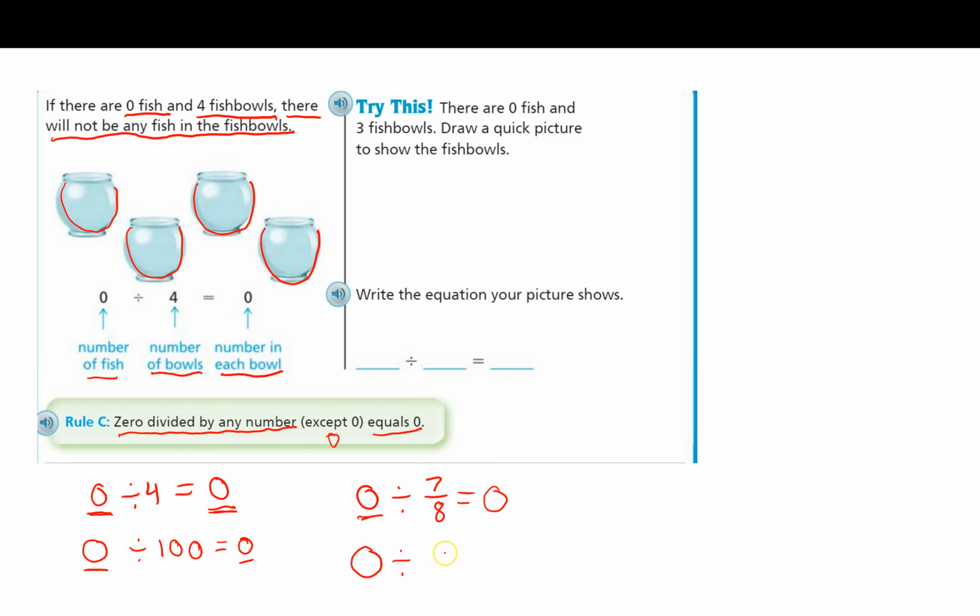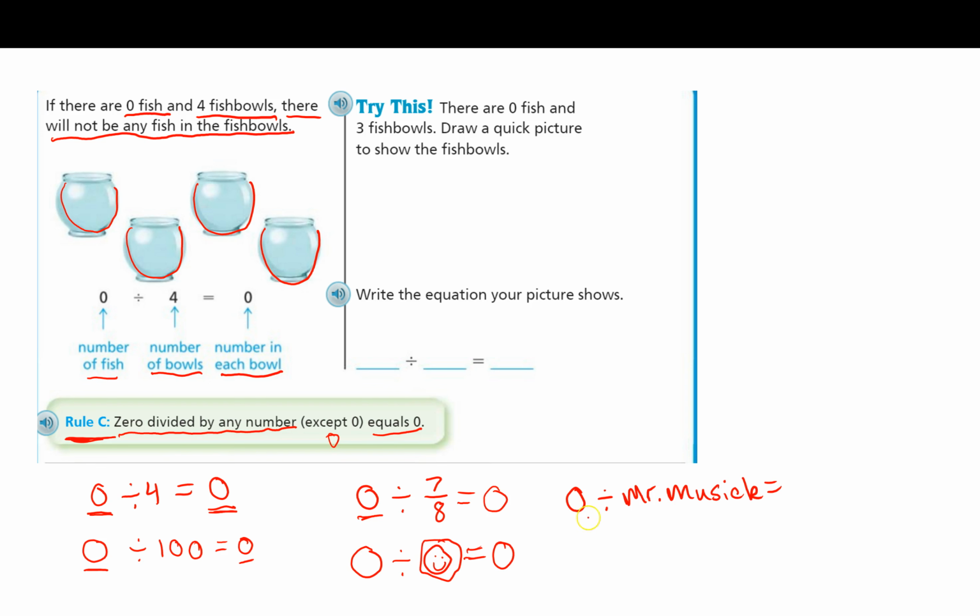Let me take it a step further. 0 divided by a smiley face. Again, anything can go here. The answer is going to still be 0. You're still following this rule. You follow the rule no matter what, okay? If you're dividing 0 by anything, the answer is going to be 0. I mean, we could even go 0 divided by Mr. Music. And you know what the answer is going to be? I bet some of you do already. Yeah, 0 divided by anything, even 0 divided by Mr. Music, is still 0. Okay?